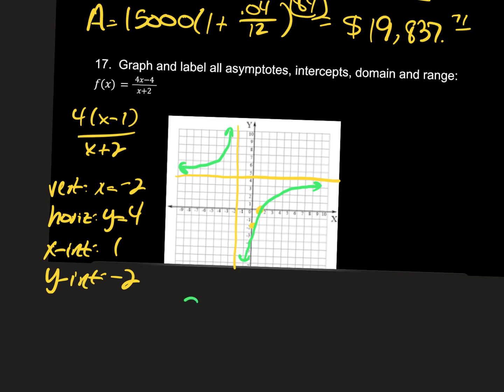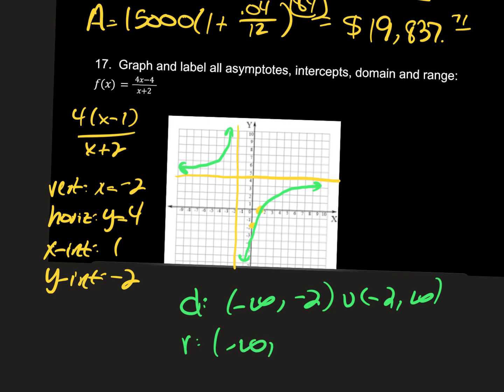Now, domain. Remember, domain is how far left and right it's going. It's going left and right forever, except it skips the vertical asymptote, which is -2. The range is how far up and down it's going. It's going up and down forever, except it skips the horizontal asymptote, which is at 4. So there's your domain and range.